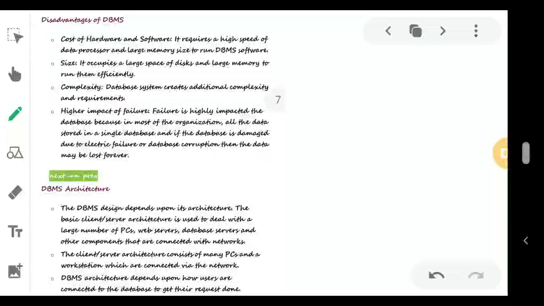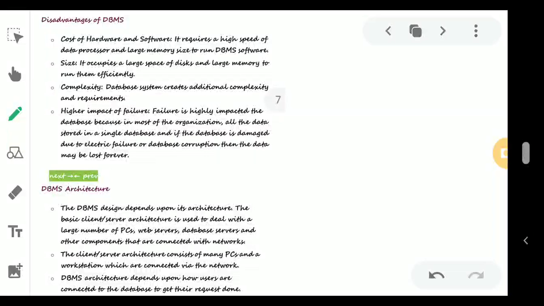Today we will discuss the database management system architecture. Okay, so the DBMS design depends upon its architecture. The basic client-server architecture is used to deal with a large number of PCs, web servers, database servers, and other components that are connected to the network. So client-server architecture consists of many PCs and workstations which are connected via a network.